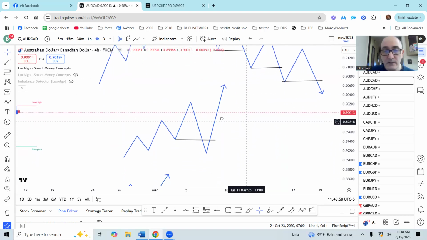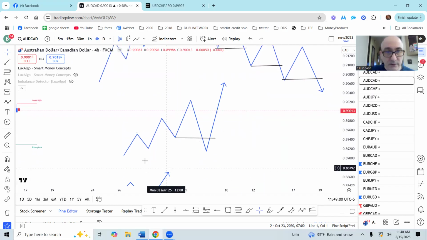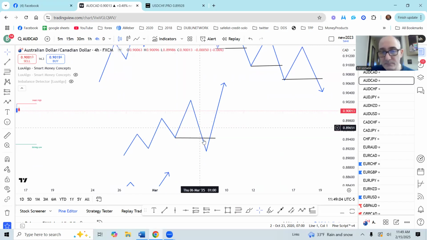Now, on the other hand here, if price is making higher highs, higher lows, higher highs, higher lows, higher highs, and it breaks that structure to the downside, causing that change of character, but then it goes right back to the upside, which is actually another change of character now.